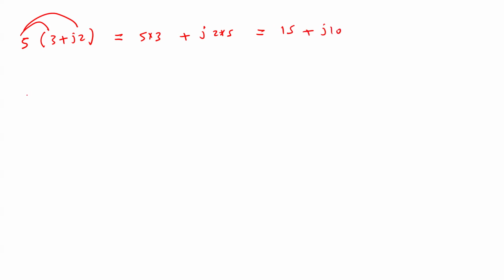But if it is in polar form, like for example 10 with angle 30, this number will only be multiplied by the 10, not the 30. So this should be 5 times 10 with angle 30. We don't multiply it by the angle. Any question? This is if you want to multiply a constant number by a complex number; these are two different forms.